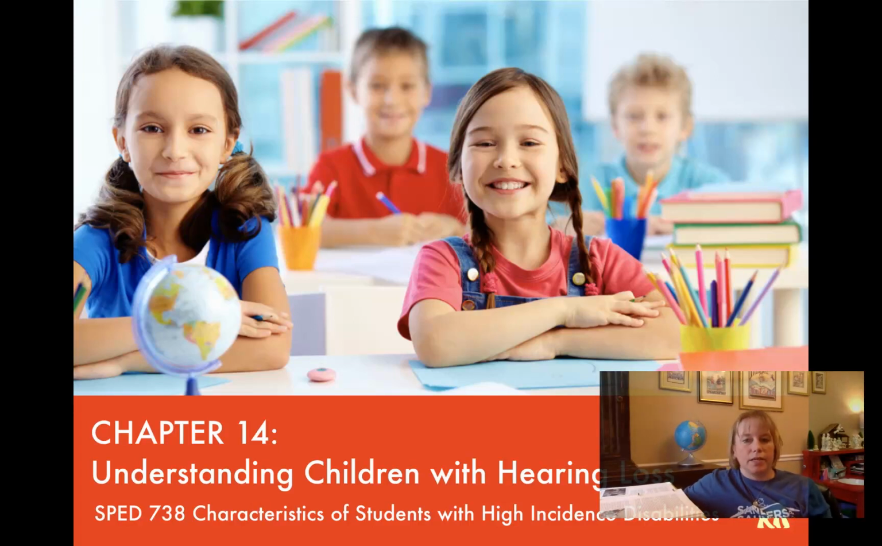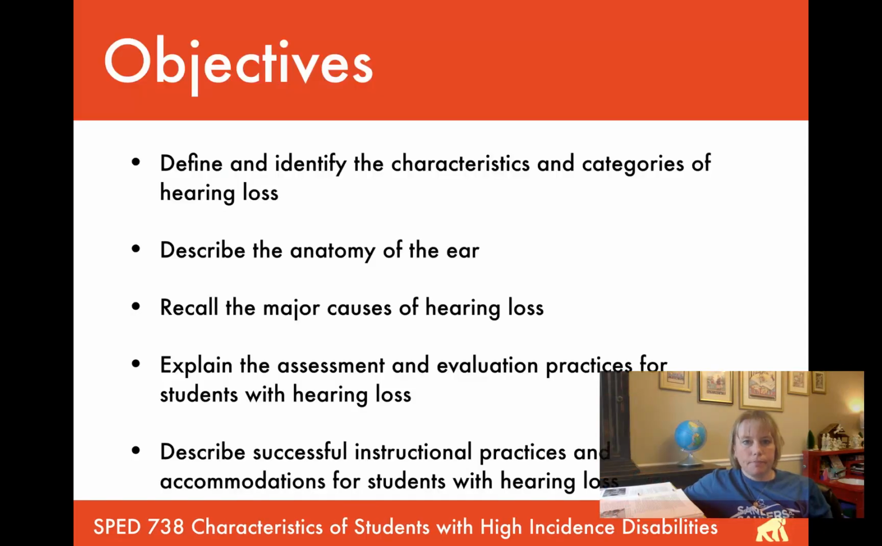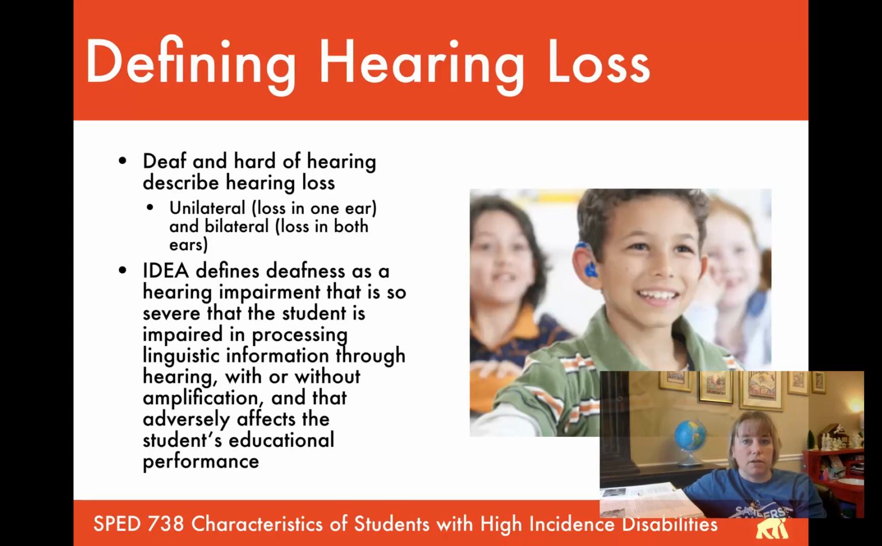In this module, we're going to take a look at working with students with hearing loss. The main objectives for this module are for you to be able to identify the characteristics of hearing loss, describe some of the causes for hearing loss, and describe in detail some of the assessments and evaluation tools that can be used. Then we'll take a brief look at some instructional practices and accommodations for students with hearing loss.